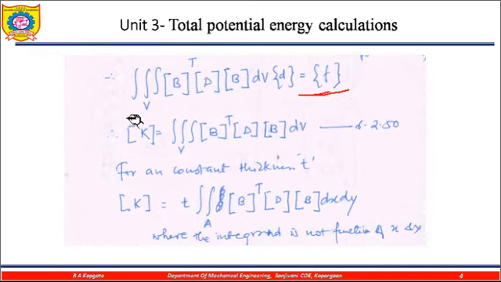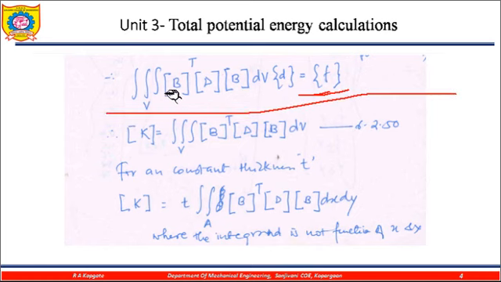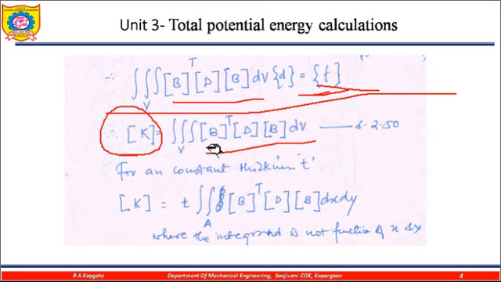So my equation becomes: strain energy is equal to force energy, or the force parameter. So this is my strain energy, this is my force energy. Hence my K matrix, that is the element stiffness matrix, is equal to the triple integration of this one. This is only the value.